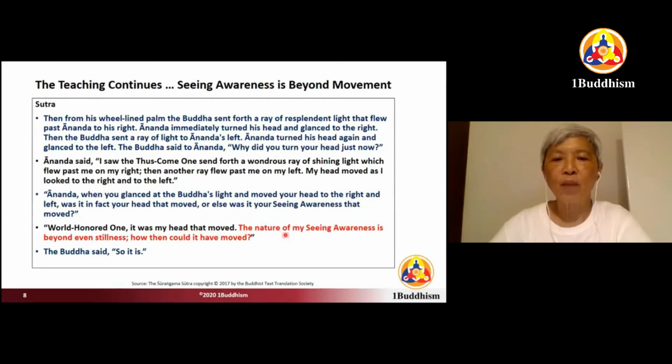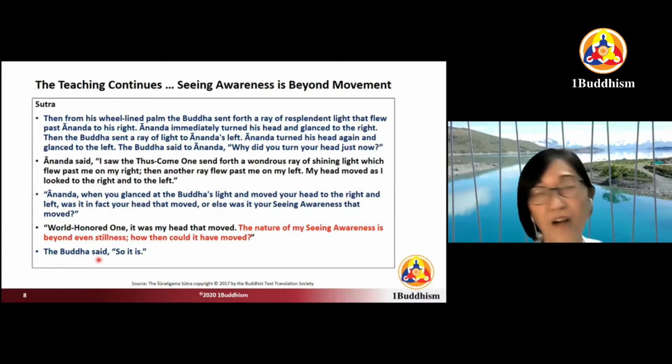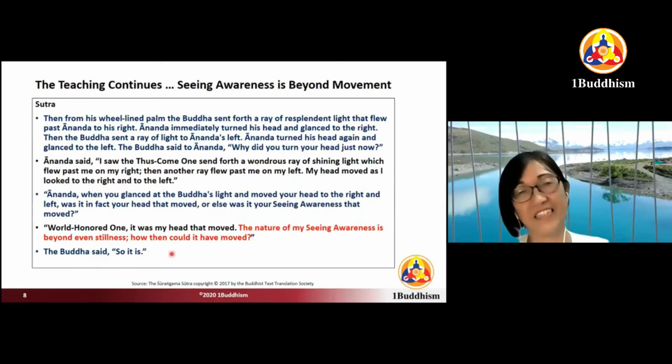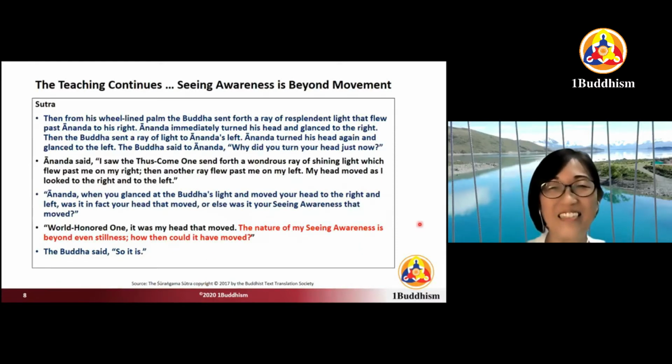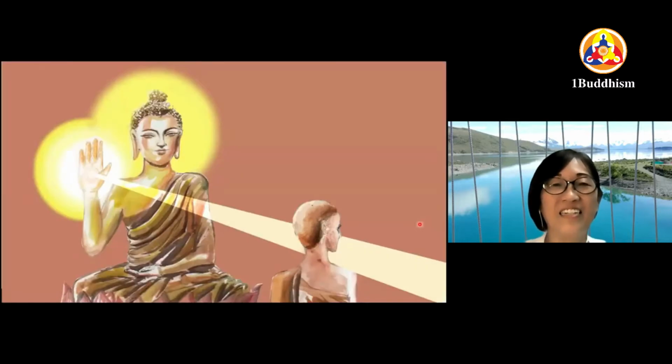The nature of my seeing awareness is beyond even stillness. How then could it have moved? And the Buddha confirmed or reconfirmed that Ananda is indeed enlightened to this truth. So here is a nice picture of the Buddha sending light to the right of Ananda.